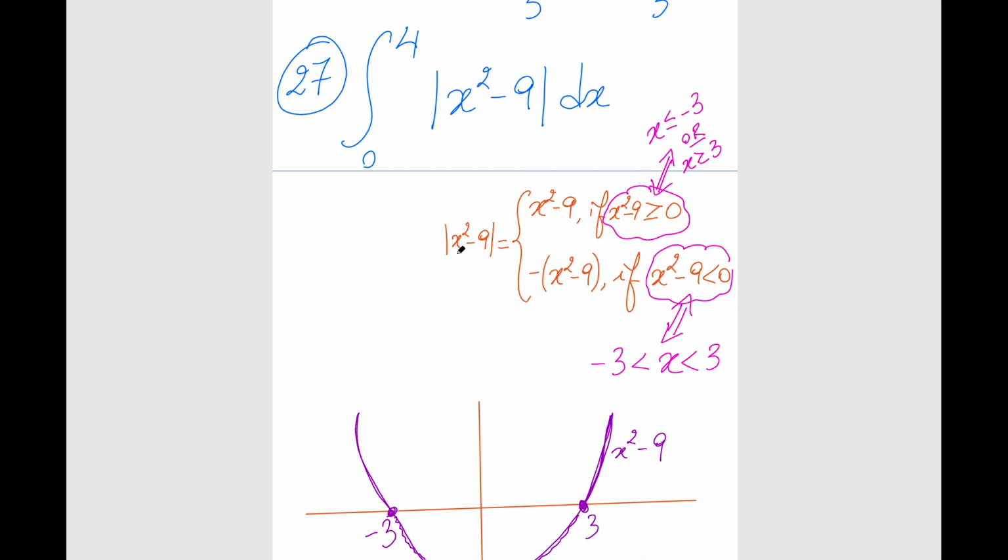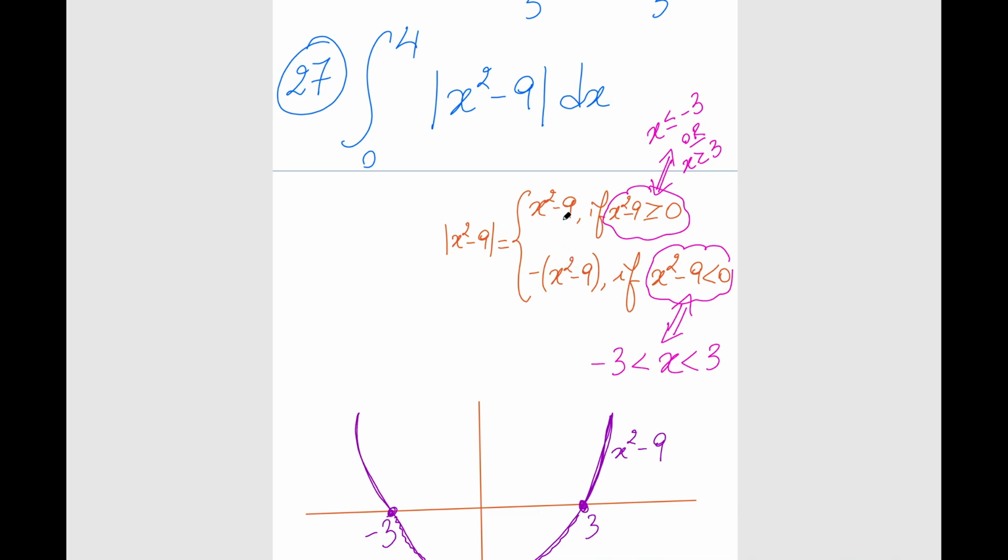Remember, this function, absolute value of x squared minus 9, switches at 3 and at negative 3, correct? It jumps from one to the other. 3 happens to be between 0 and 4, so this function is going to change from being that to that, right? Between 0 and 3, the function is going to be this one, because between 0 and 3, I'm talking about values here. The function is going to be minus x squared minus 9. And from 3 to 4, so once you pass 3, you're talking about the function being this.